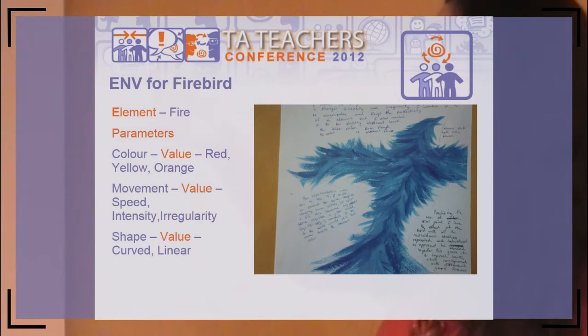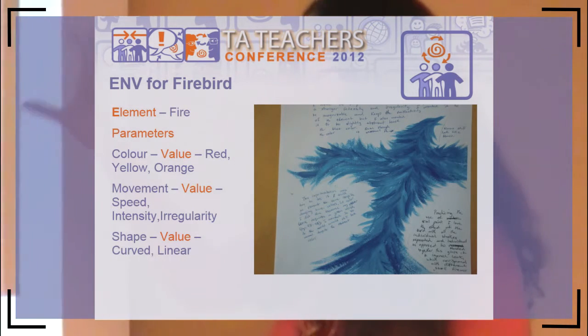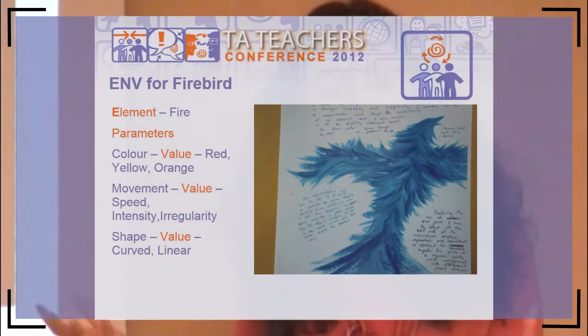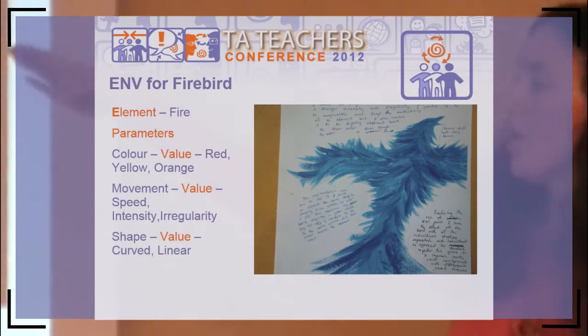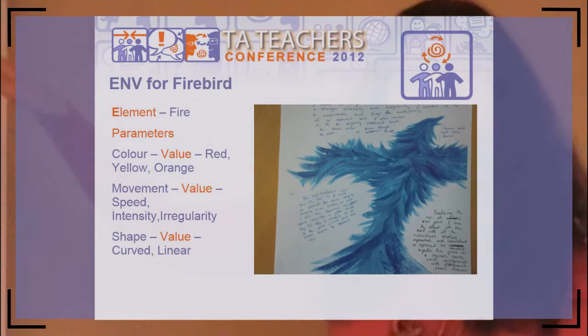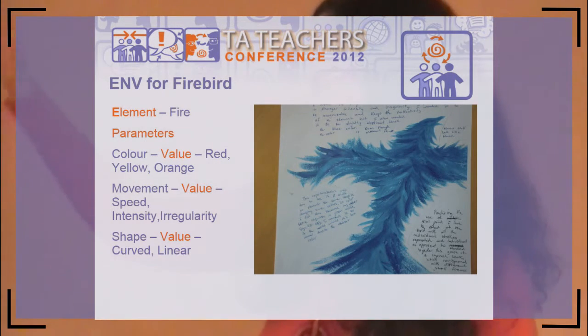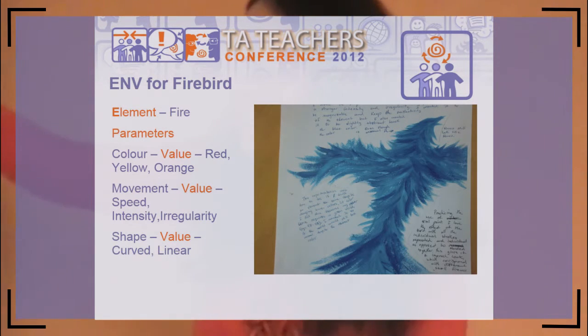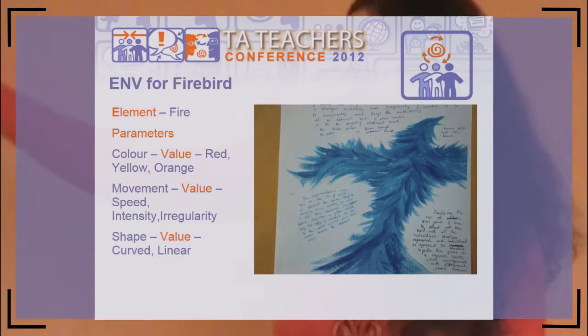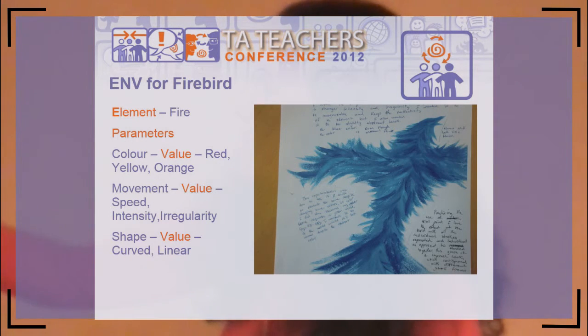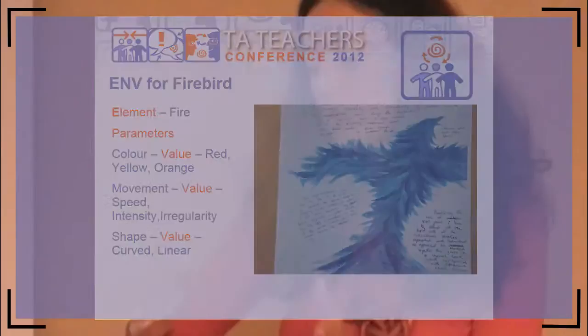And she wanted to create this Firebird, and she was completely stuck. So we used this ENV model, we did it together on the board, and we looked at how you can break down fire into parameters and values. So we had 3 parameters. She chose colour, movement, and shape. And then she looked at what the values of these are. And then she decided how many of these values she could change and it still becomes fire. What's the line for it becoming completely abstract and something else?